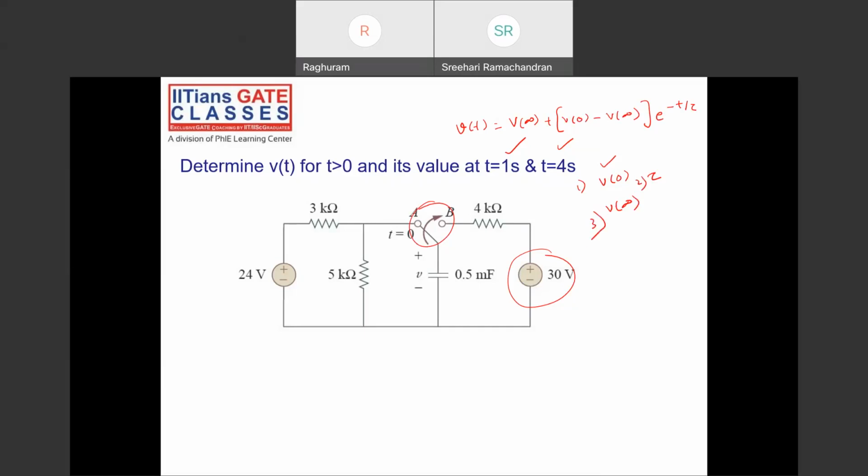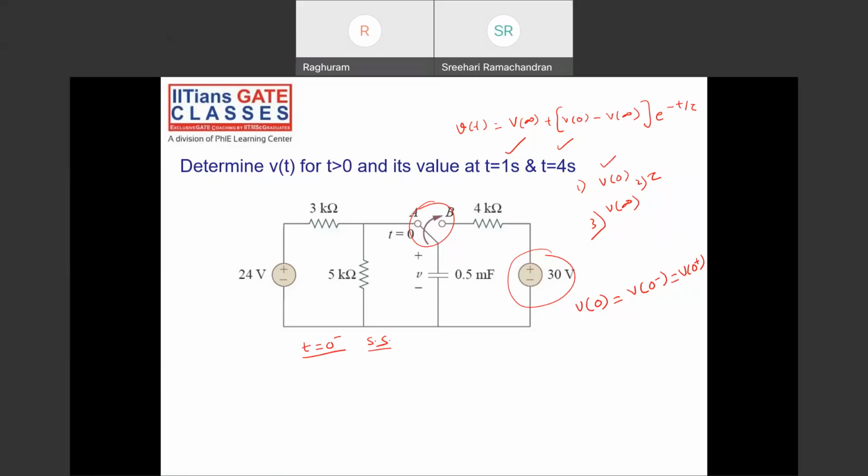Find V of 0. V of 0 is 15 volt. V of 0 minus is equal to V of 0 plus. So at t is equal to 0 minus, you have a steady state condition, right? What else is a steady state condition? Plus infinity. Minus and plus infinity, both are steady state conditions.